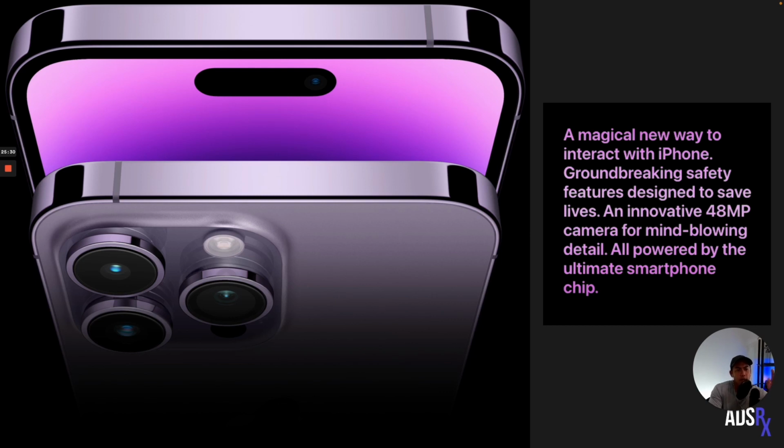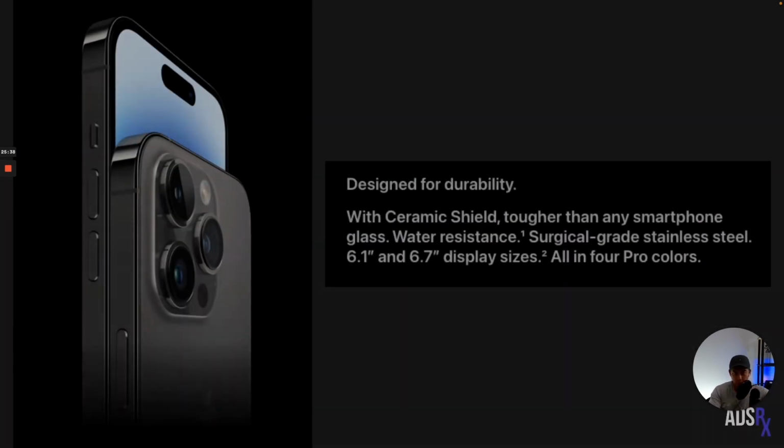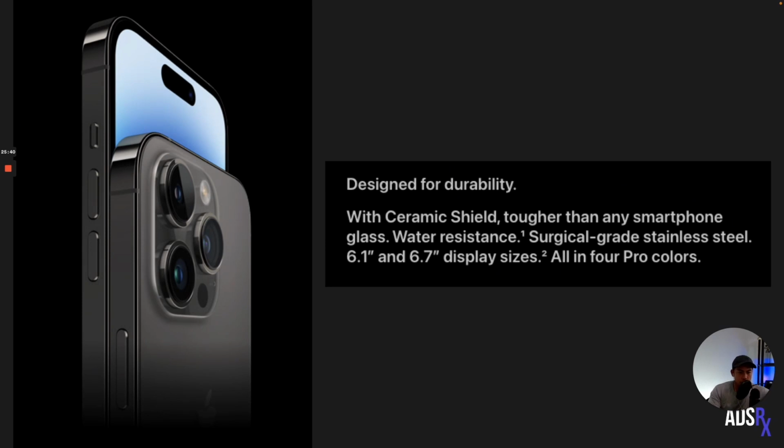All powered by the ultimate smartphone chip. There you go. There's another feature. Ultimate smartphone chip. Those are physical. Designed for durability. Okay, durability. It could go both ways. That is definitely a benefit. But then it goes into ceramic shield. Okay, that is a feature. It's a physical ceramic part. Tougher than any smartphone. Okay, that's definitely a benefit.